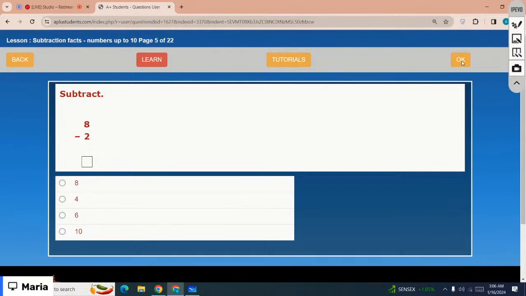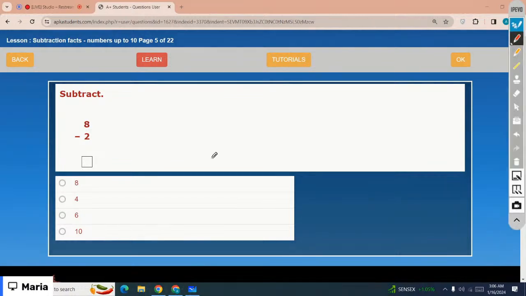Subtract 8 take away 2. You can make 8 lines, then remove 2 of them and see what number we're left with. 1, 2, 3, 4, 5, 6, 7, 8. Remove 2 of the lines and count the rest of the lines: 1, 2, 3, 4, 5, 6. So 8 take away 2 is 6. Got it? The correct option is 6.